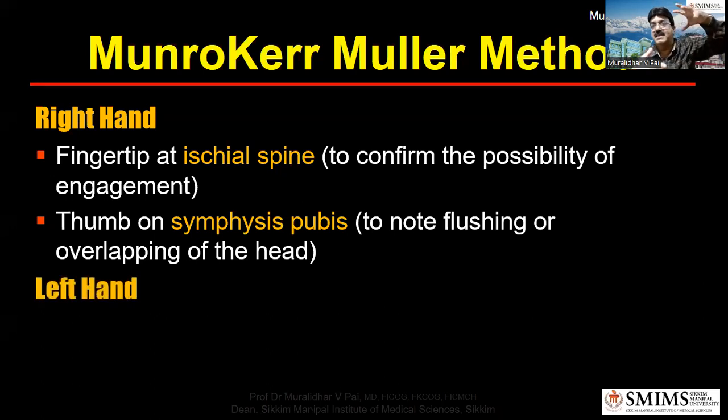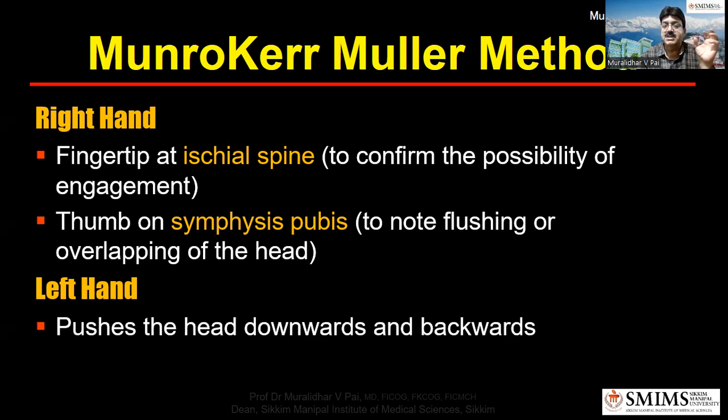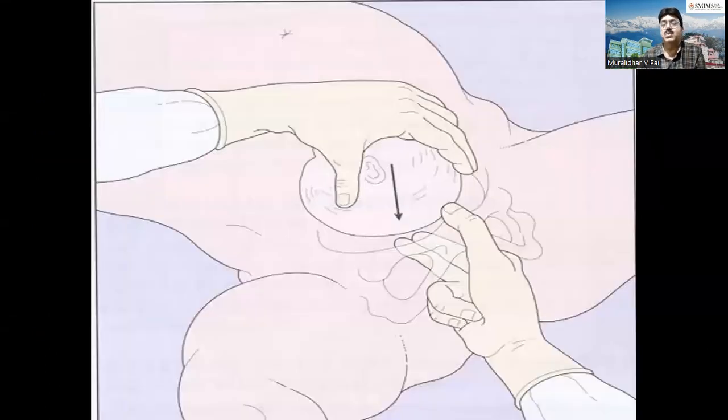And then the left hand is trying to push the baby down, head down. Pushes the head downwards and backwards in order to make sure that we can get the baby as low as ischial spine. This is one. So this picture is straight from Williams. Many people argue whether CPD assessment is relevant in modern obstetrics or not.